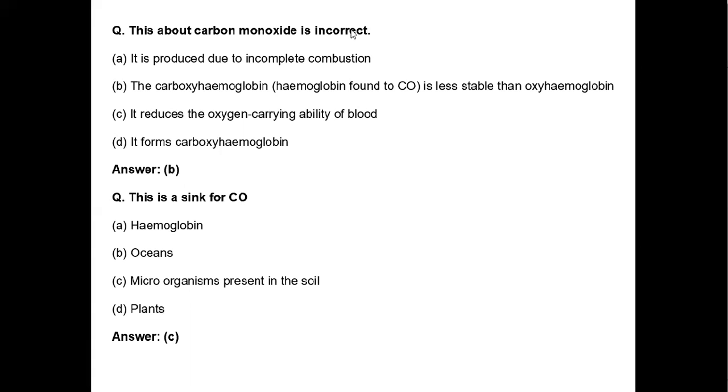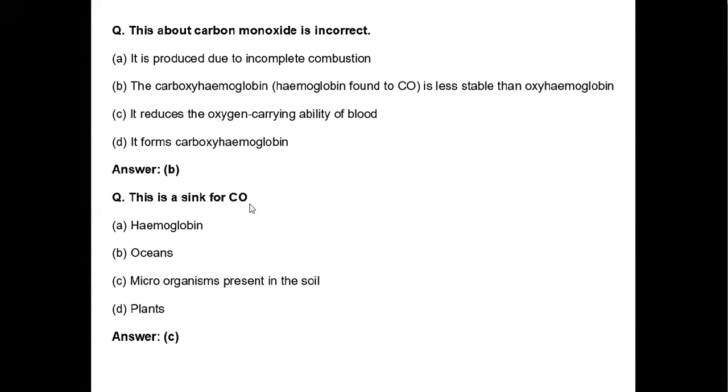Which statement about carbon monoxide is incorrect? Due to incomplete combustion, carbon monoxide is produced. It is correct. The carboxyhemoglobin is less stable than oxyhemoglobin. It is incorrect. It reduces the oxygen carrying ability of blood. It is correct. It forms carboxyhemoglobin. It is also correct. So option B is the incorrect statement. Option B is right answer here.